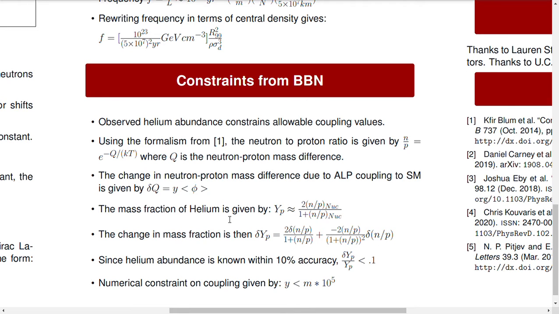The mass fraction of helium is given by this equation here, and then the change in mass fraction due to an ALP would be equal to this equation shown here. Since helium abundance is known within 10% accuracy, delta YP over YP is less than 0.1, and then we can solve this algebraically and get a numerical constraint on coupling in terms of the mass of an ALP.